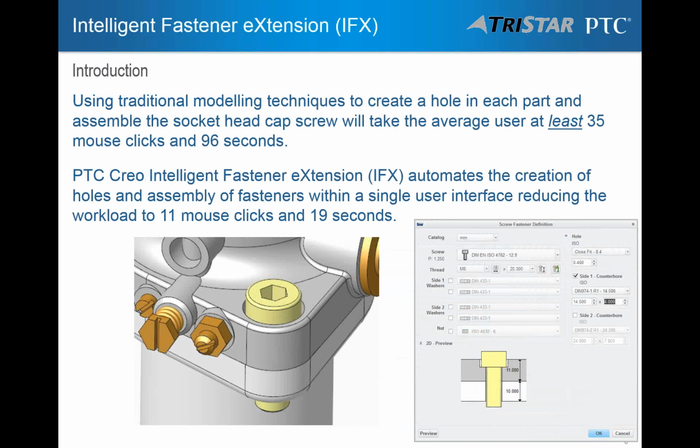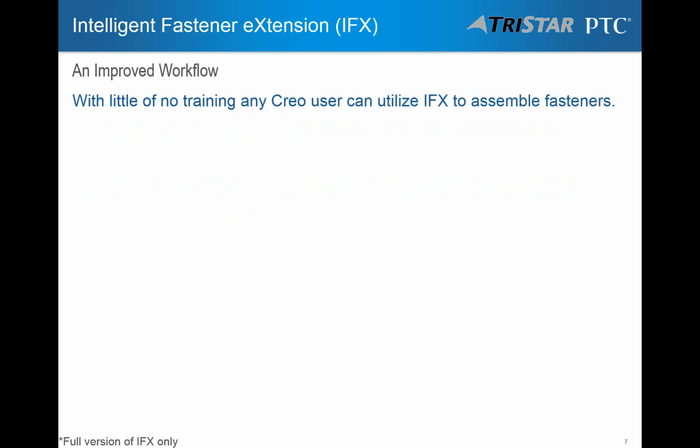With the new Intelligent Fastener extension, this greatly enhances the ability to assemble fasteners in your assembly, as well as to create the necessary features such as holes and counterbores and countersinks with the required fasteners. With this extension, you can very quickly create fastener assemblies, reducing the amount of work from about 35 mouse clicks, 96 seconds, down to about 11 mouse clicks and 19 seconds. So with a very little bit of training, you can use this tool to assemble your fasteners.